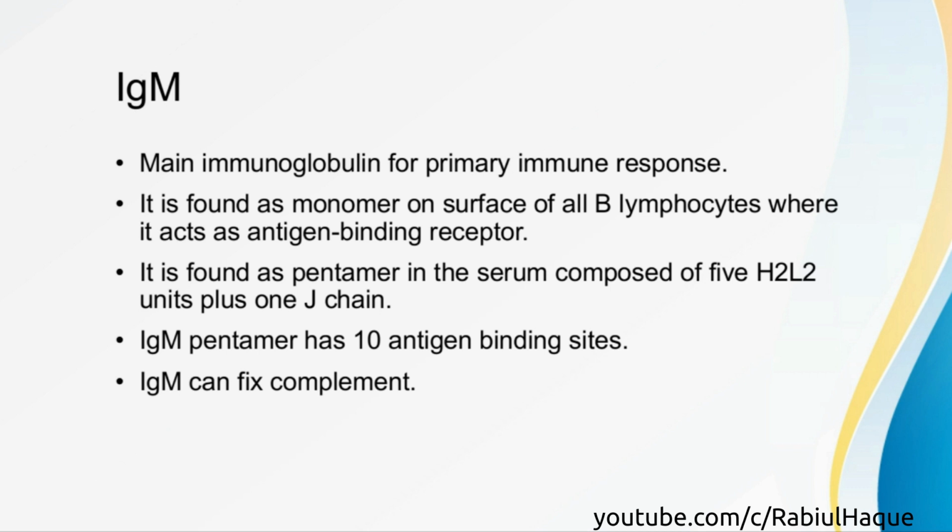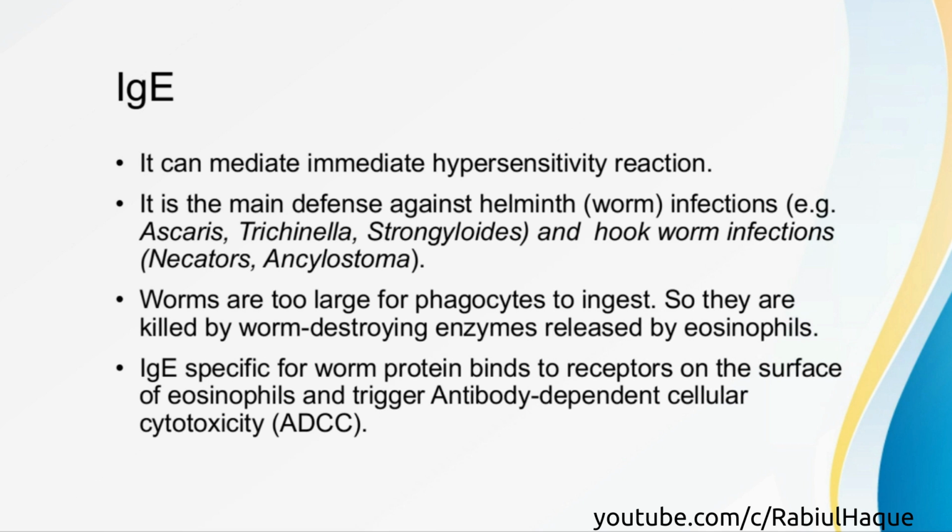It is found as monomer on surface of all B lymphocytes, where it acts as antigen binding receptor. It is also found as pentamer in the serum, and there it is composed of 5 H2L2 units plus 1 J chain. Now, immunoglobulin M pentamer has obviously 10 antigen binding sites, and we have already mentioned that immunoglobulin M can fix complement. Moving on to immunoglobulin E, it can mediate immediate hypersensitivity reaction.